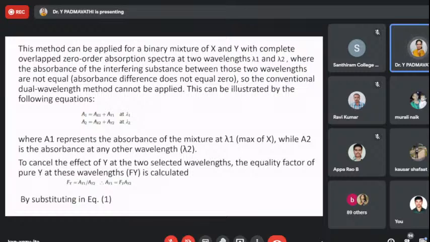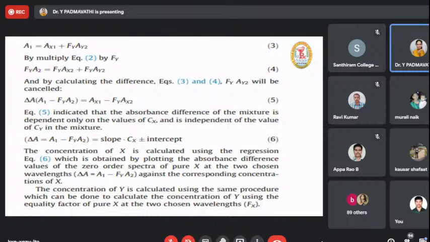Then I can go with the practical implementation. First I multiply equation 2 by Fy. Now, I said the difference in absorbance contributed by the Y component is not equal to 0. So I am tracing this out by doing this spectral manipulation. This is theoretical; in the instrument it is different. The absorbance contributed by Y gets cancelled. Whatever this equation 5 indicates, I just assumed Y as an interfering component only to calculate X.